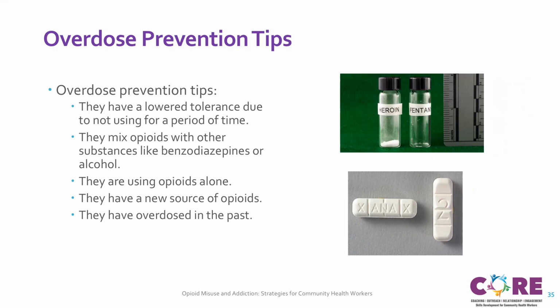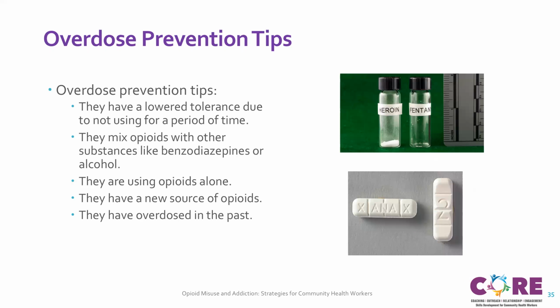So an example is if they have a lower tolerance due to not using for a period of time. So say they were in detox, or they were away with a family member for a while, or they went to jail for a little bit. Afterwards, if they come out and use a drug, they're not going to be able to use as much of it without overdosing. So that's a risk factor.